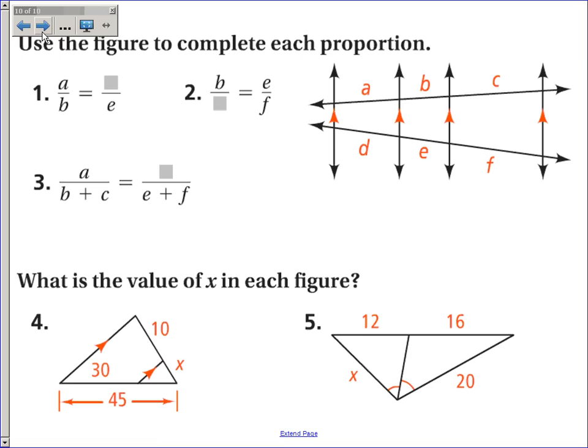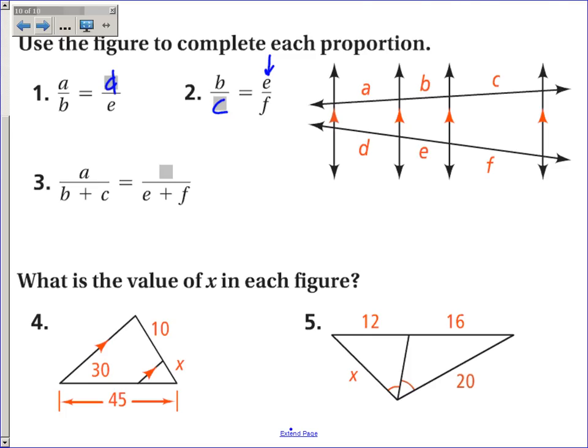Okay, so just the last couple of questions to kind of reinforce these ideas. Looking at these parallel lines, I know that a over b is going to be equal to d over e. Okay, number 2, let's see here. On this side, it's e over f. So e over f is equal to b over c. Okay, number 4, what is the value of x in each figure?